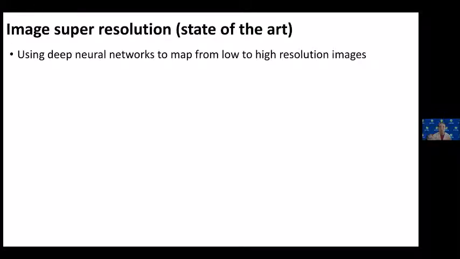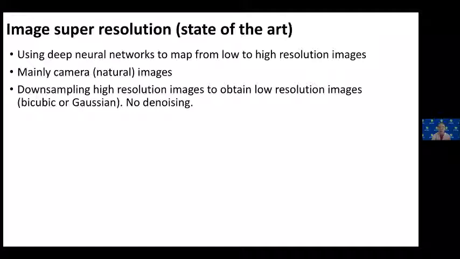And so we look into other fields, trying to see what people are doing there to boost up the resolution of the image. In the current state of the art, there's a popular field, image super resolution. People use deep neural networks to map from low resolution images to high resolution images. Those were mainly used for camera images, or what we call natural images. Usually, due to the nature of camera images, they use image pairs: they acquire the high resolution images, but downsample them to make the low resolution image pair.